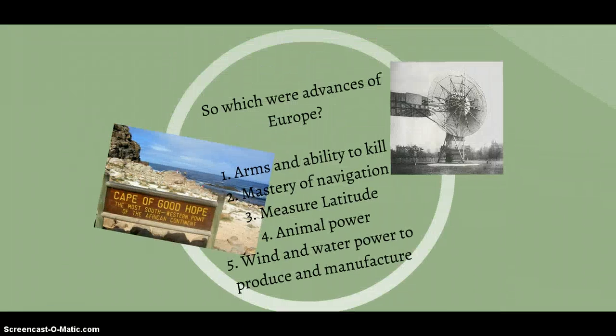Looking at the advances of Europe, first come arms and the ability to kill. They learned about gunpowder from the Chinese. Then comes mastery of navigation, which they learned from the Arabs through Jewish intermediaries. Thirdly, after they came to know about the Cape of Good Hope, they started measuring latitudes, which helped them to sail to different places. And finally, wind and water power to produce and manufacture, in which the church played a very big role.